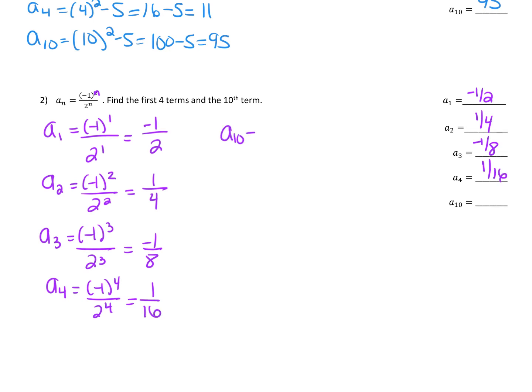Then to find the 10th term, I would do negative 1 to the 10th over 2 to the 10th. Negative 1 to the 10th is 1, and 2 to the 10th is 1024. That is how we find those terms of that sequence.